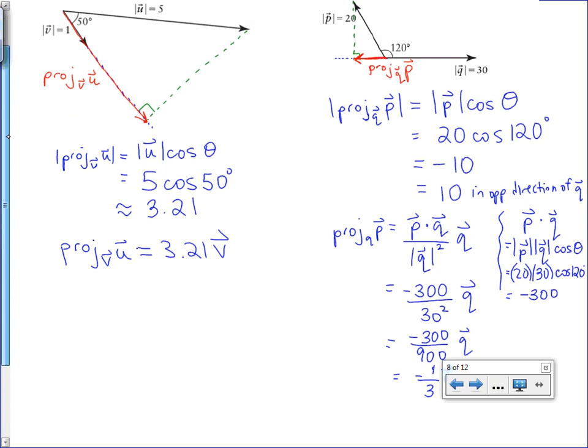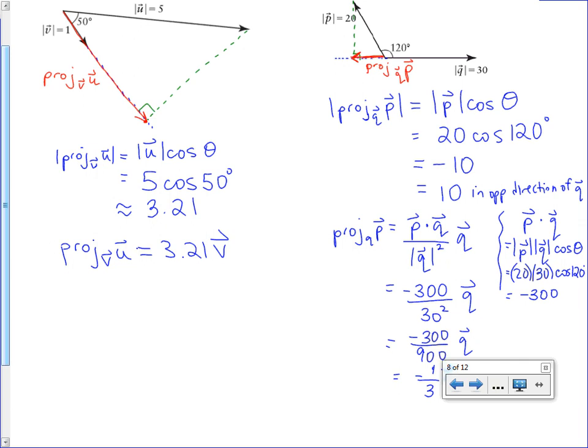Take a look. Does that actually seem legit? I'm going to draw that again because you weren't watching. See my little projection? 1, 2, 3 in the opposite direction. So a third in the opposite direction is the correct projection.